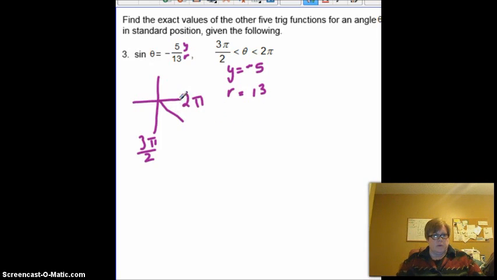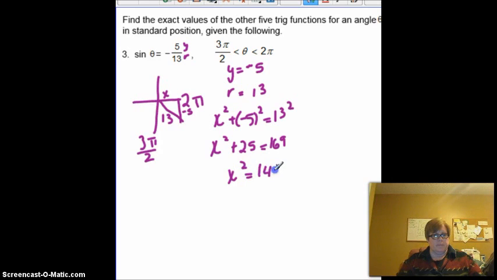Well, if you'll recall, we have our right triangle going on, so x would be this value, y is negative 5, and r is 13, so we can say that x squared plus negative 5 squared equals 13 squared. Which means that x squared plus 25 equals 169. So x squared would have to equal 144. So x would equal 12. Looking here, we're going from the origin to the side, so x would definitely be positive 12.